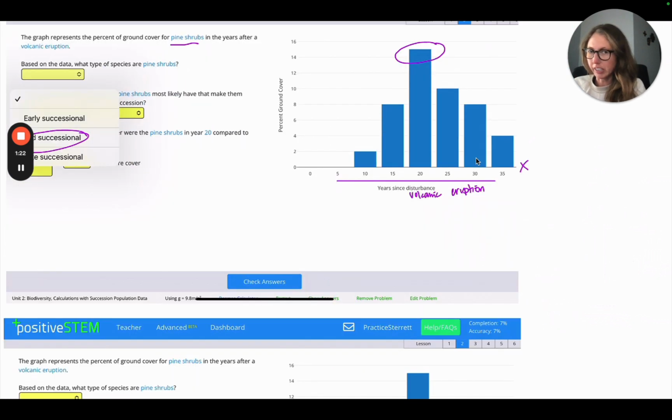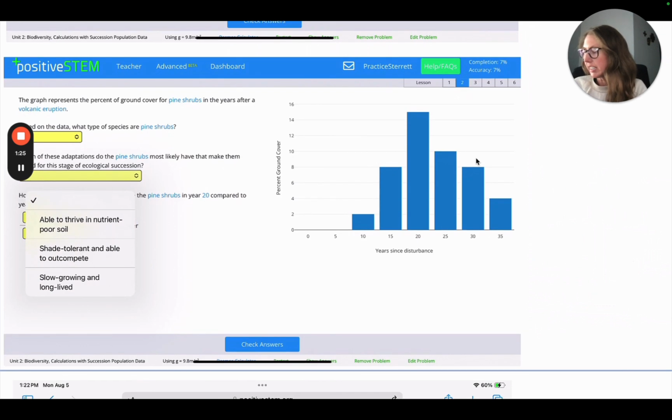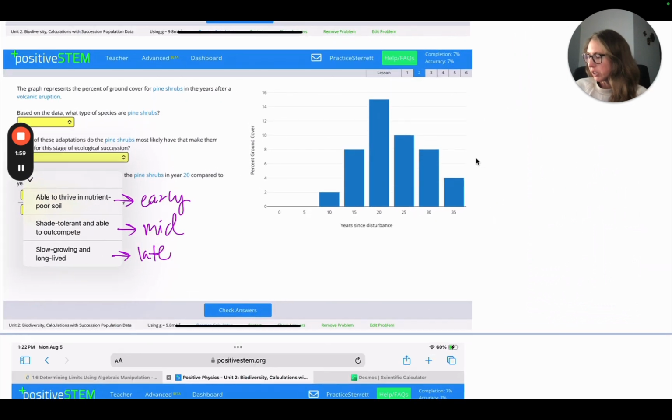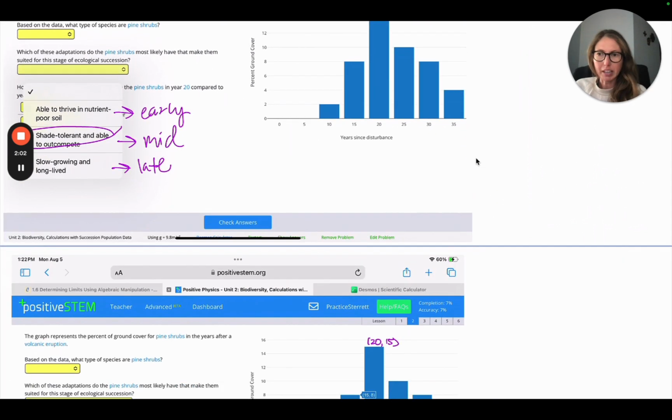And then the next question asks us, which of these adaptations do the pine shrubs most likely have that make them suited for this stage of ecological succession? So if they were able to thrive in nutrient-poor soil, that would be more likely to be part of an early successional species. If they are shade tolerant and able to outcompete, that would be mid. And if they're slow growing and long-lived, that would be late successional. Think of like a large tree. That would be kind of your late successional species. So you'll pick which one it is, and for this case, it says mid, we're going to pick that one.